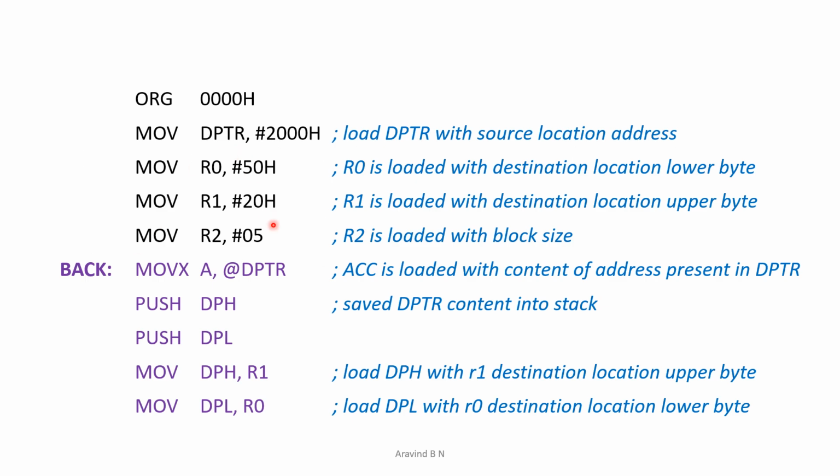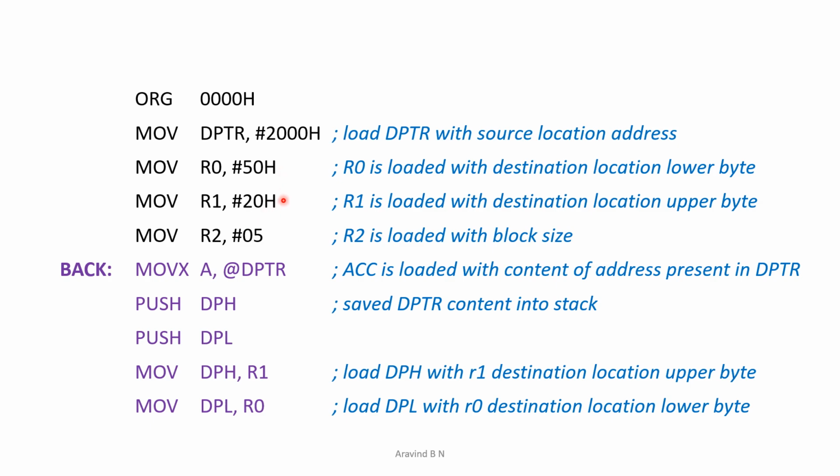Now this is the first part of the program. The remaining will be the continuation. So we'll start with ORG 0000H and then MOV DPTR, #2000H. So first the DPTR will be loaded with the source memory location, that is 2000H, and then MOV R0, #50H and MOV R1, #20H.